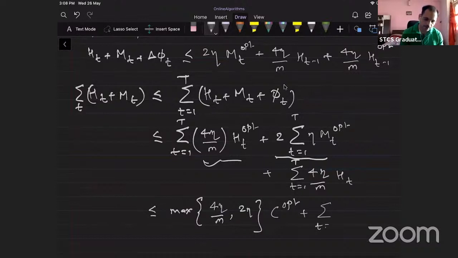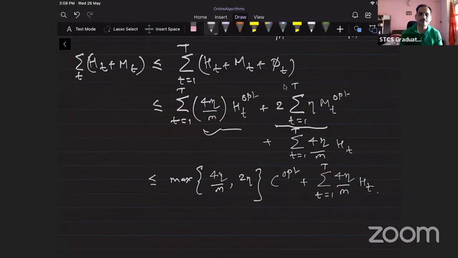The only term I'm left to take care of is this term, 4 eta by m, and this term corresponds to the algorithm itself. Okay, so now how do I take, so this is my C ALG, right? I want to write this in terms of C ALG. Can somebody help me?